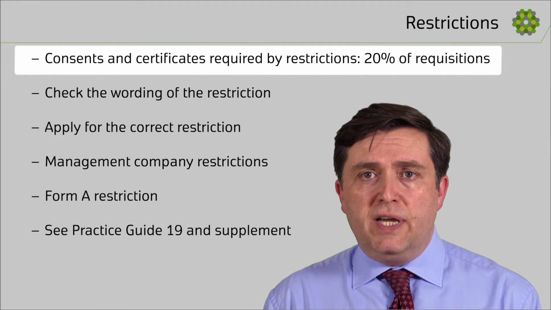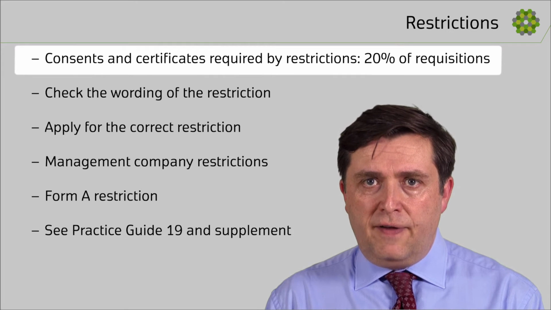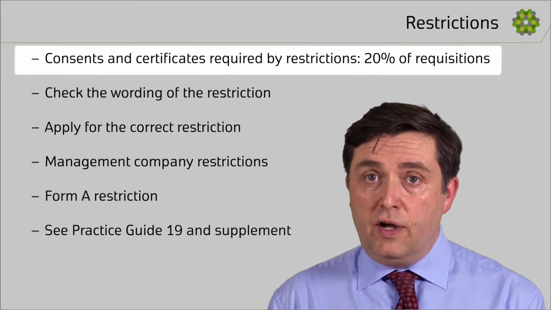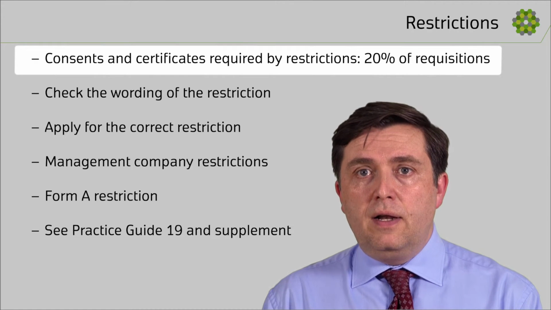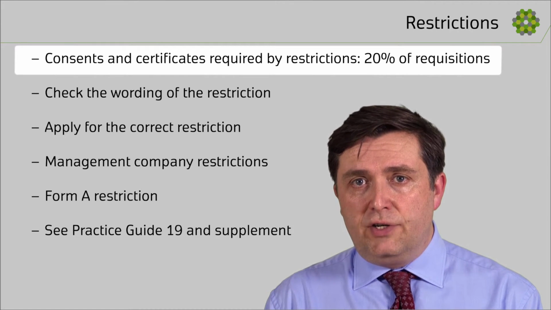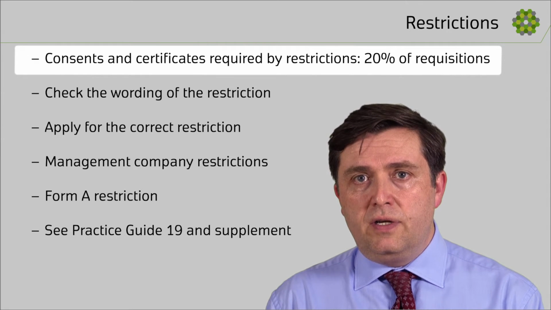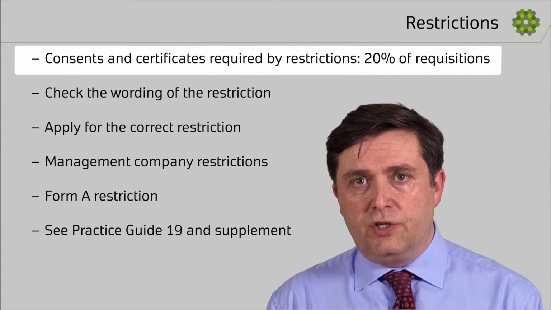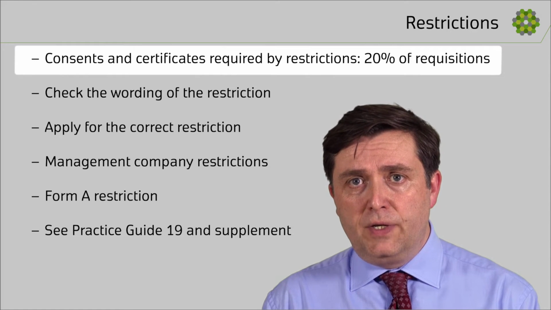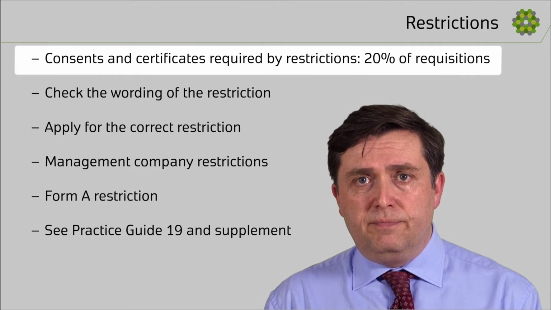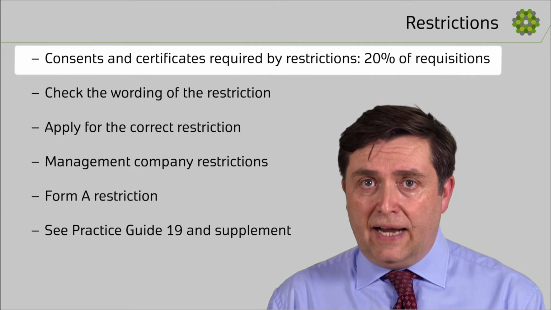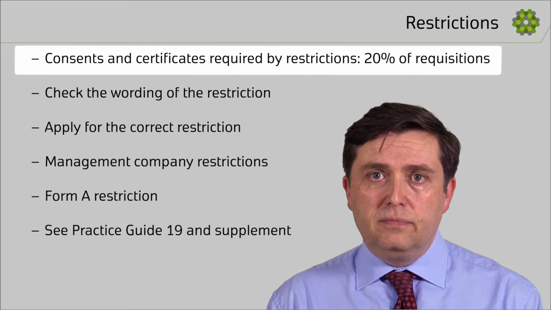When dealing with a property, always check the register for any restriction and the wording of the restriction. Land Registry can't complete a registration where the evidence lodged does not satisfy the requirements of the restriction, so we will requisition for further evidence if this is needed. For example, does a restriction specifically require a consent? If it does, we can't act on a conveyancer's certificate.